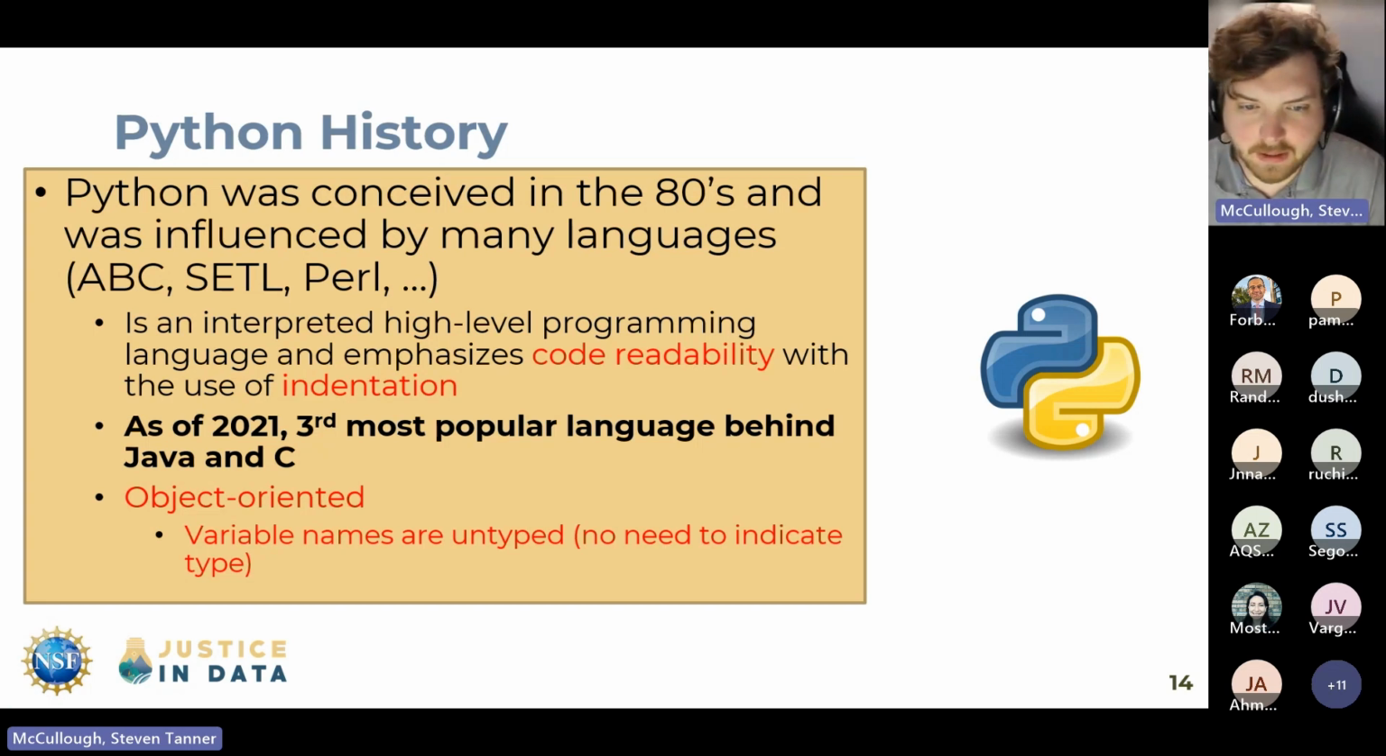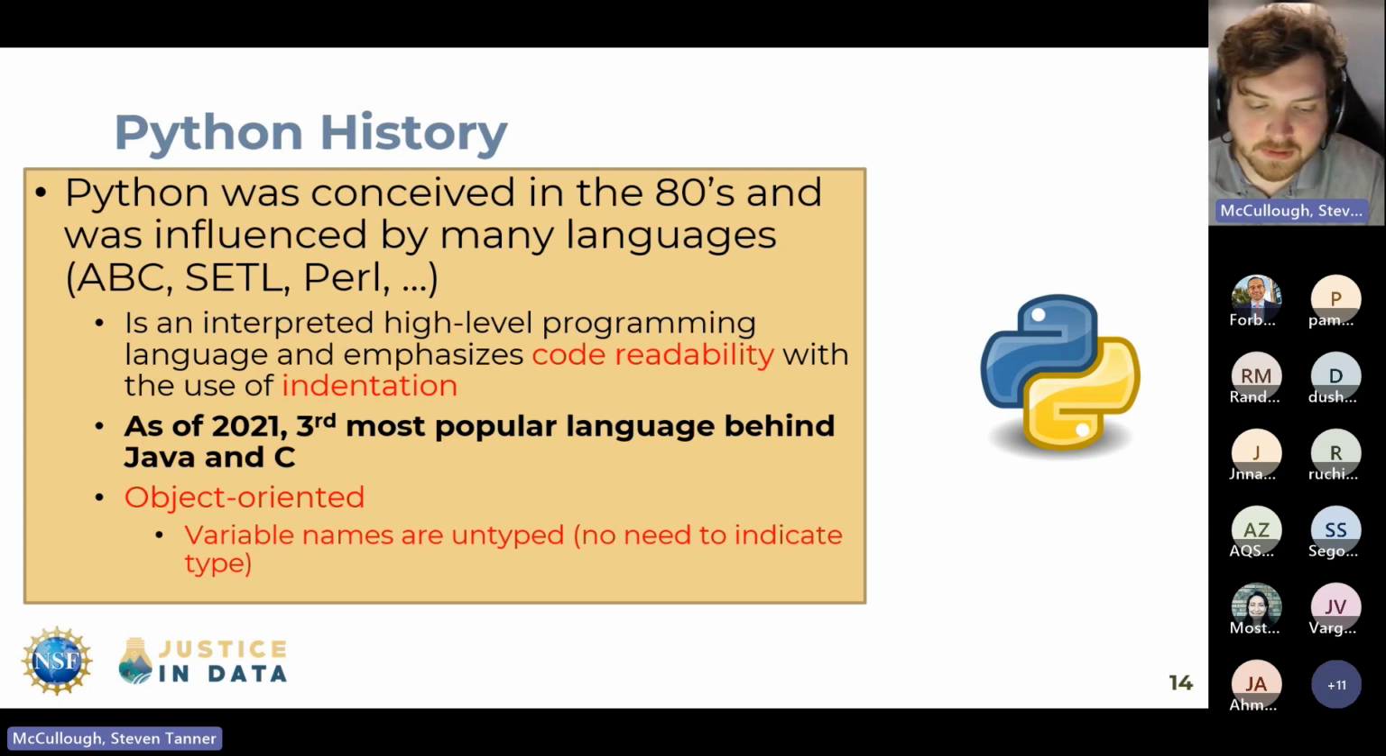So, a brief history of Python. It's influenced by a ton of different languages. The philosophy behind this language is that it focuses on code readability and the use of indentation. And like I mentioned earlier, it's very popular, right behind the other two foremost used languages as of 2021.